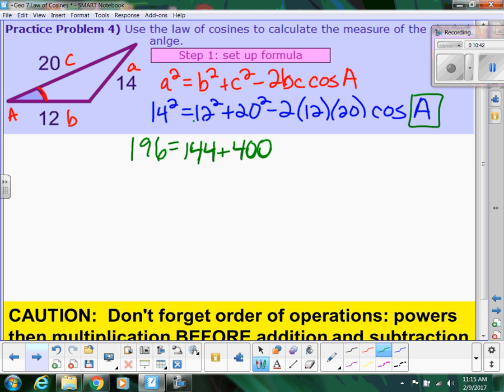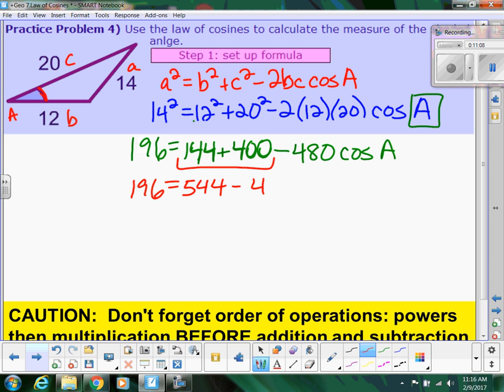we'll figure out what the 2 times 12 times 20 is. That's 480 cosine of A. So now here's where you got to be careful. You can add these two together. That's okay. Okay, but you cannot subtract those two together. You need to move this over here. So we're going to be subtracting the 544.